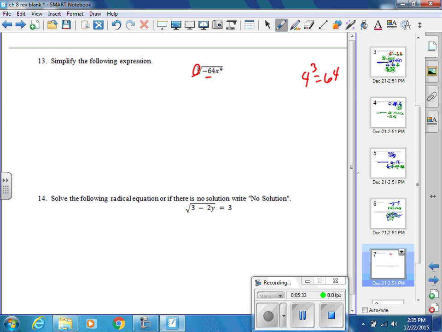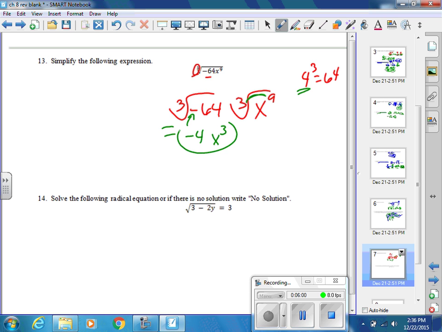So here, I have the cube root of negative 64, and I also have the cube root of x to the 9th power, okay? And I already know that the cube root of negative 64 is going to be 4, but negative, because it's negative here. That's okay. Now again, I want to treat this like division. 3 goes into 9 how many times? Just 3. No leftovers. So this just becomes x to the 3rd power. So negative 4x to the 3rd power is my answer in this case.